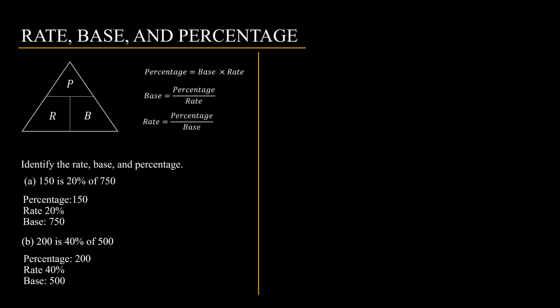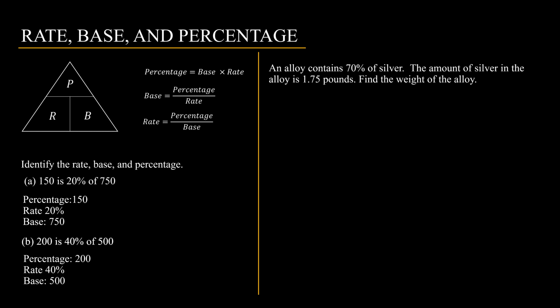Let's have here an example. An alloy contains 70% of silver. The amount of silver in the alloy is 1.75 pounds. Find the weight of the alloy. So, yung alloy daw ay mayroong silver. At yung silver doon ay 70%.